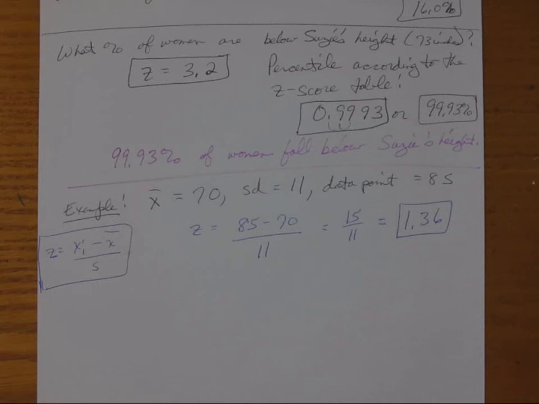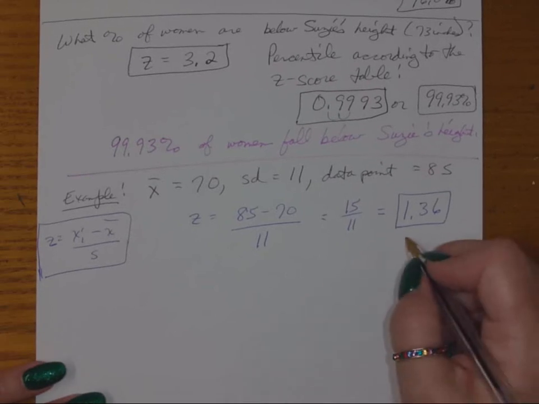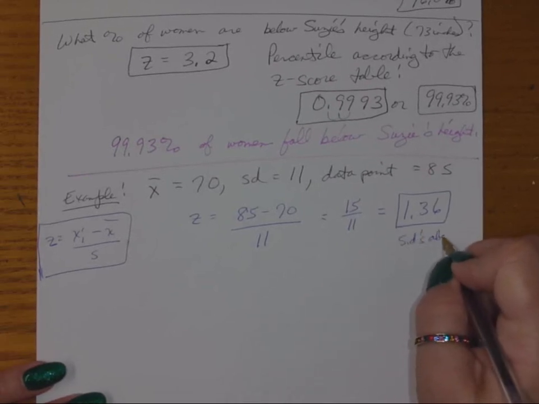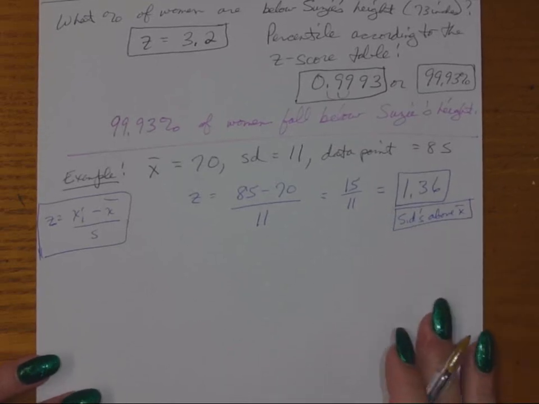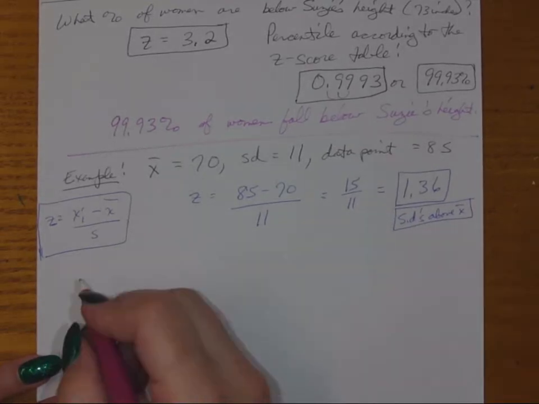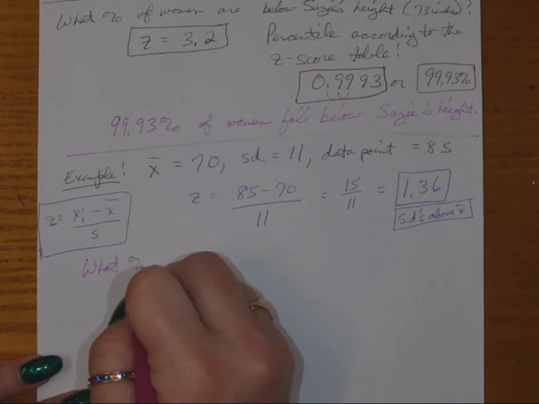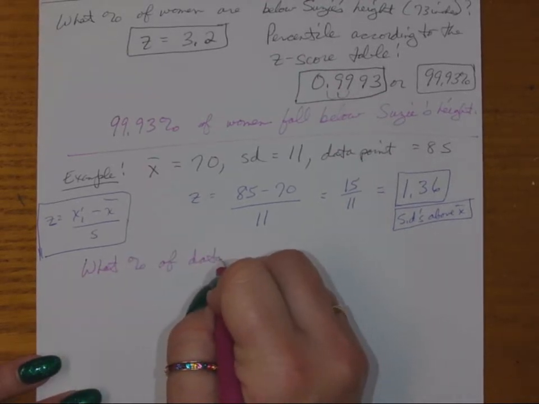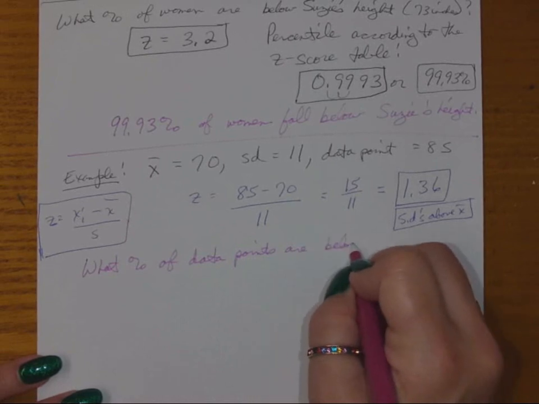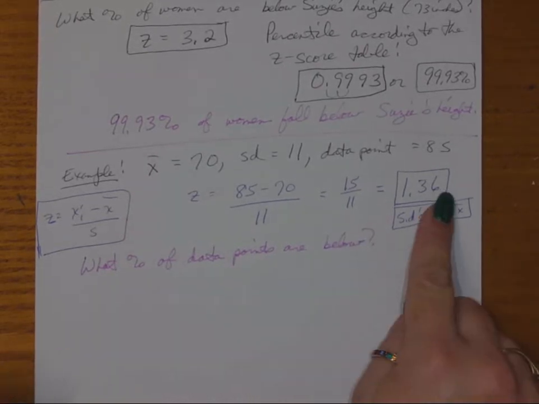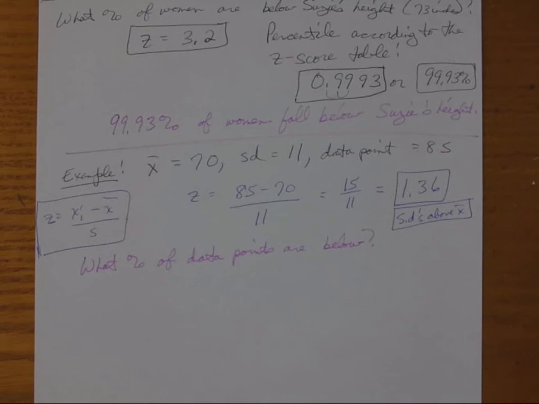So my z-score is 1.36, but that means he's 1.36 standard deviations above average, above the x bar. That's what that means. That doesn't tell me, if the question is what percentage of data points fall below, that doesn't tell me at all. So in order to find that, I'll have to go to the z-score table.